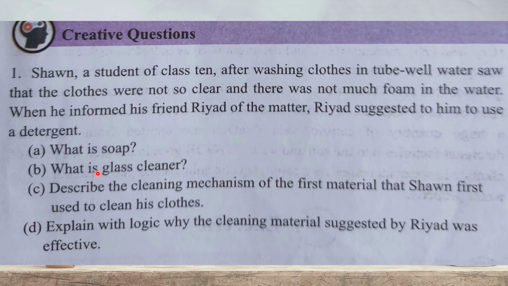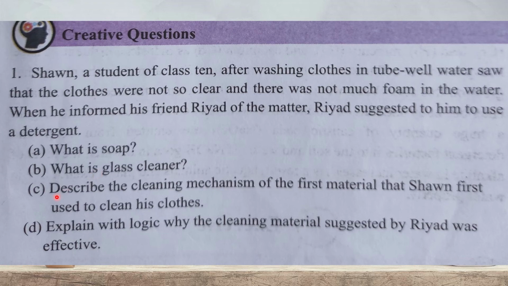Question B, what is glass cleaner? Glass cleaner is a cleaning reagent that cleans glass materials. The main component of glass cleaner is ammonia. When ammonia is given into water, it produces ammonium hydroxide, that is also known as ammonia solution. And ammonia solution and isopropyl alcohol are mixed to make glass cleaner.